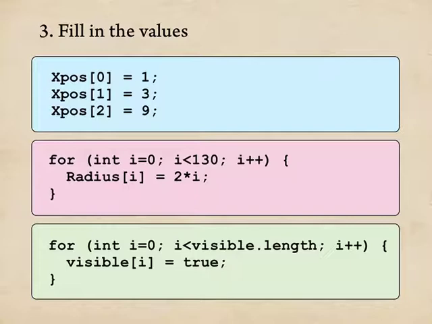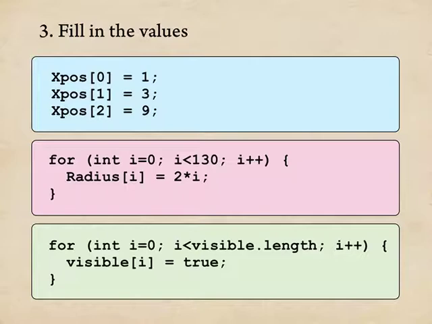So there's a visible.length, radius.length, xpos.length. By sticking dot length at the end of any array, you get back the length of that array, and Processing manages that for you. So this final example is really the kind of loop you see more often than any other. The variable i goes from 0 to the length of the array, and we just handle every single entry in the array, one after the other.